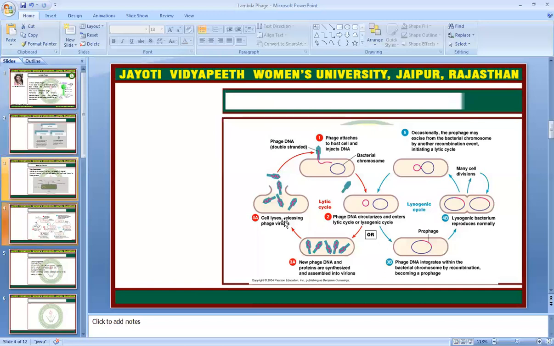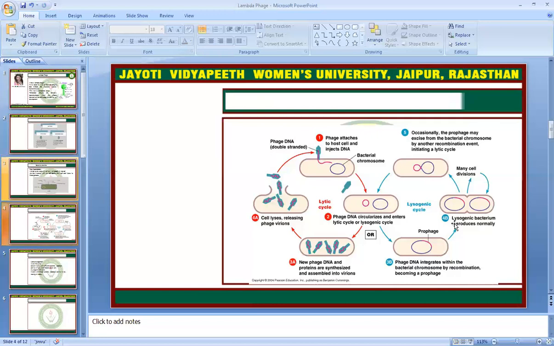If it is going to the lytic cycle, new phage DNA and proteins are synthesized and assembled into the virions, then cell lysis occurs, releasing phage virions. Then these new virions will also attack new bacterial cells. But if that phage molecule is going to the lysogenic cycle, phage DNA will integrate within the bacterial chromosome by recombination, becoming a prophage.